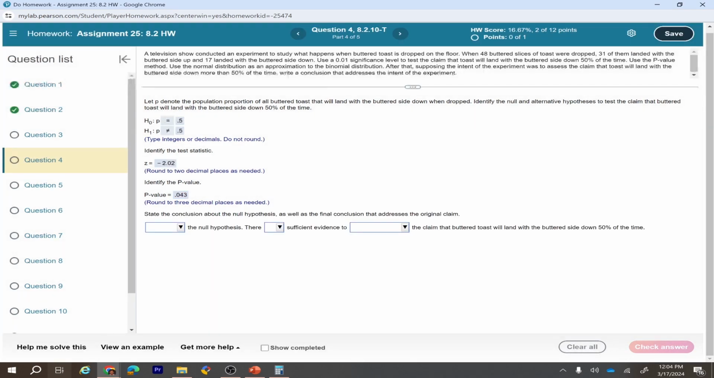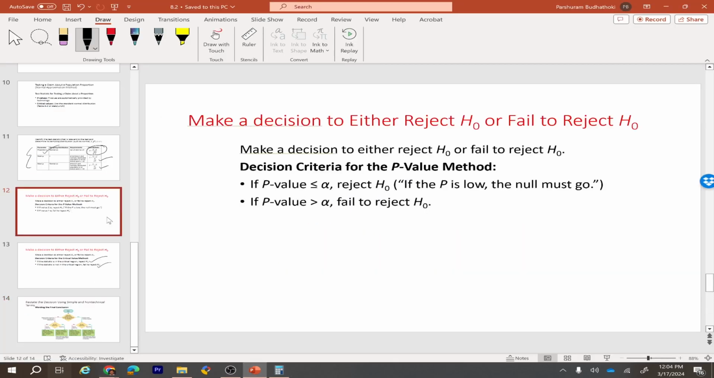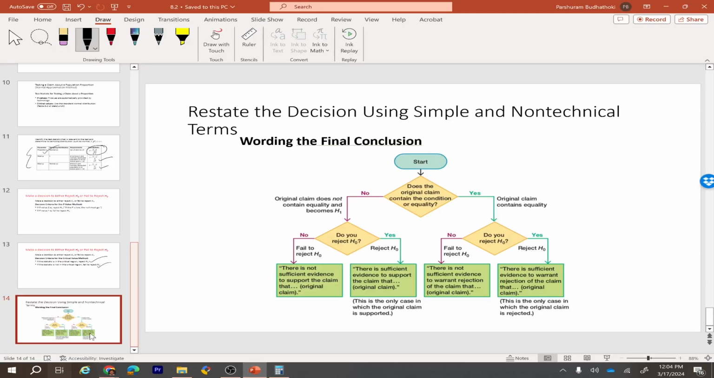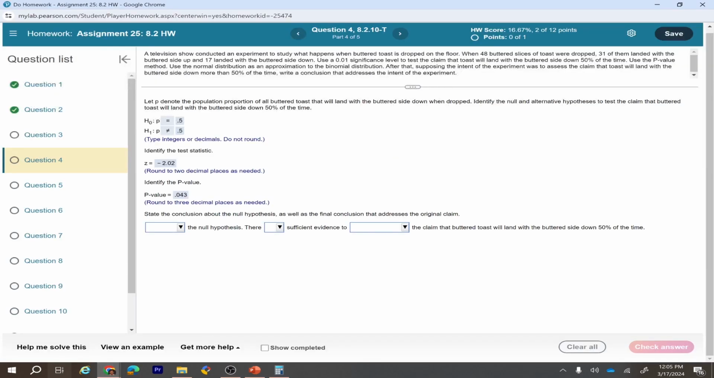Okay, and now because the p-value is greater than alpha, which is 1%, if the p-value is greater than alpha, fail to reject. And remember, we wanted to check equality because we wanted to see whether it is 50% or not. So you go to the right side. Does the original claim have an equality sign? Yes. And then fail to reject. So this one would be our final conclusion. There is not sufficient evidence to warrant the rejection. So go here. Fail to reject. There is not sufficient evidence to warrant rejection of the claim.